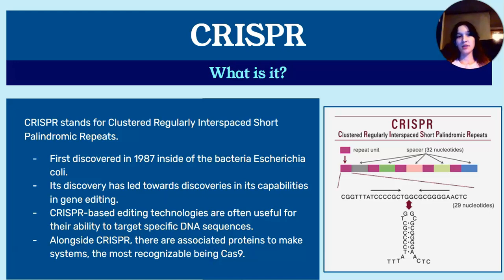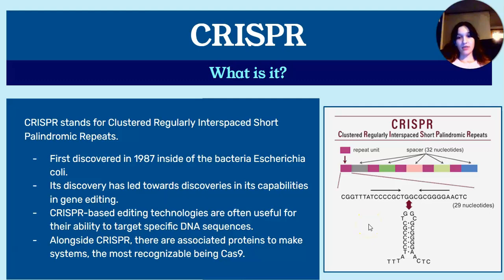CRISPR, what is it? CRISPR stands for Clustered Regularly Interspaced Short Palindromic Repeats. In this image, you can see the repeat units represented by the magenta. These were first discovered in 1987 inside of a bacteria known as Escherichia coli. Its discovery has led to capabilities in gene editing, as said before. CRISPR-based editing technologies are often useful for their ability to target and identify specific DNA sequences, as seen in this nucleotide sequence.